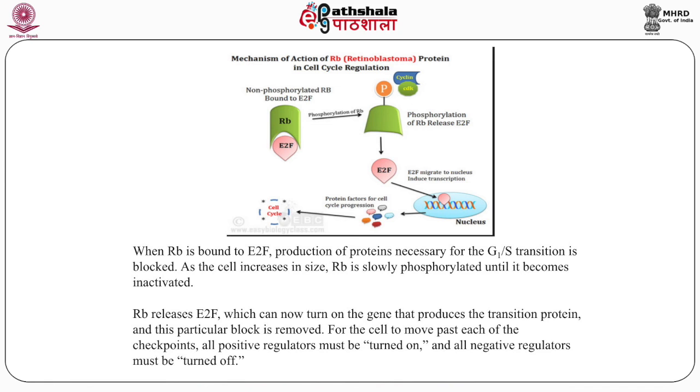As the cell increases in size, RB is slowly phosphorylated until it becomes inactivated. Now, RB releases E2F, which can now turn on the gene that produces the transition protein, and this particular block is removed. For the cell to move past each of the checkpoints, all positive regulators must be turned on and all negative regulators must be turned off.